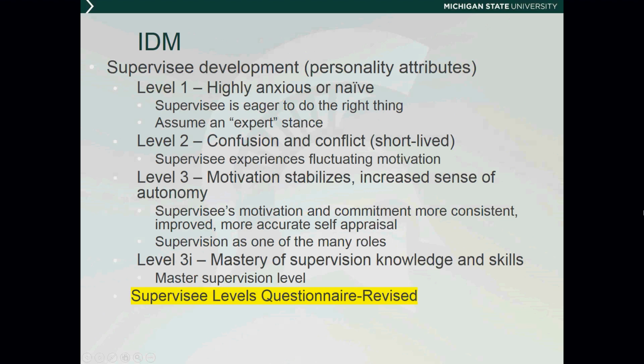Level 2 is confusion and conflict, which usually is short-lived, and supervisees usually experience fluctuating motivations. Level 3 is that the motivation of the supervisee tends to stabilize, and they certainly are growing in terms of having more of a sense of autonomy.